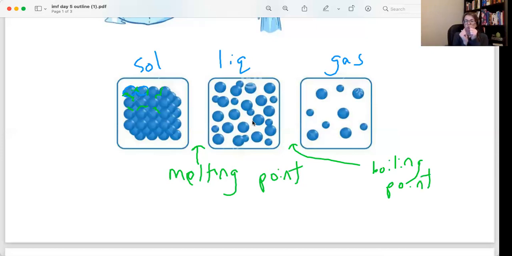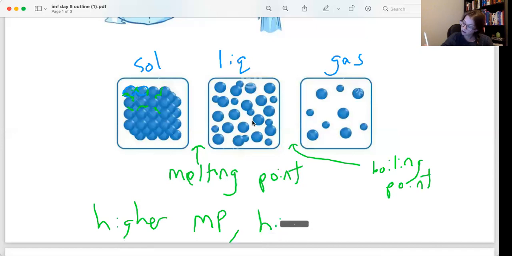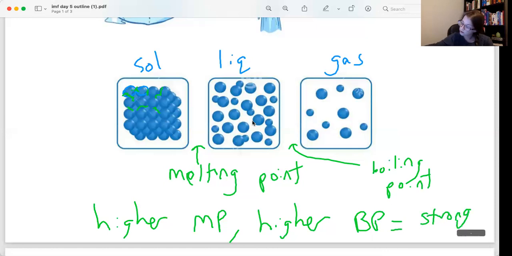So the stronger the IMF, the better held together the solid or the liquid is, the harder it's going to be to overcome that force. And so the higher the melting point is going to be and the higher the boiling point is going to be. So a higher melting point and a higher boiling point correlates to a stronger intermolecular force.